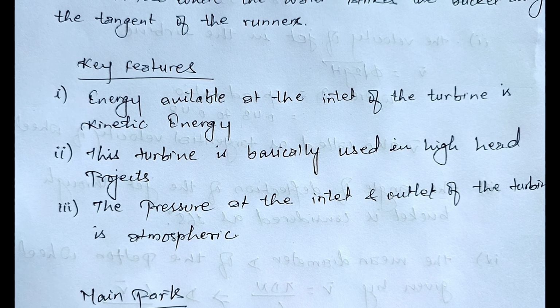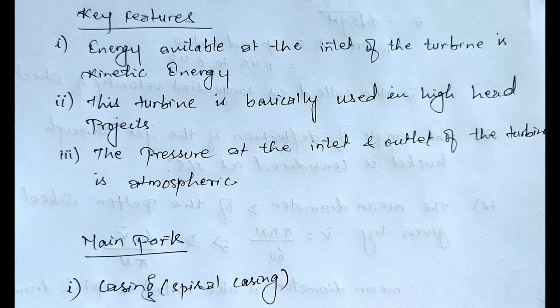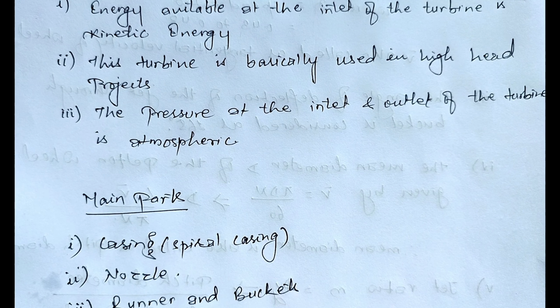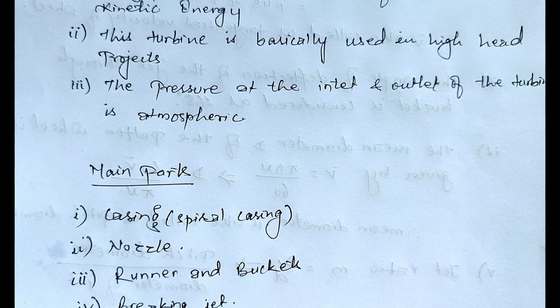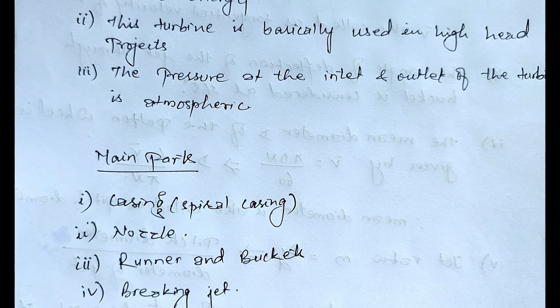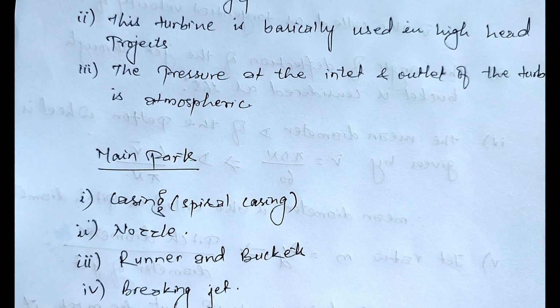Now let's talk about the main parts of the turbine. The main parts of the turbine are the casing, which is also called the spiral casing, and the nozzle. The second important part is the nozzle. The third one is the runner with buckets, and the fourth one is the braking jet. So let's know a little more about the main parts of the turbine.